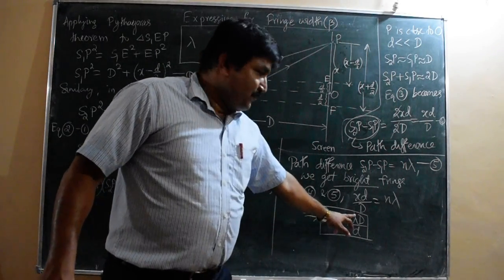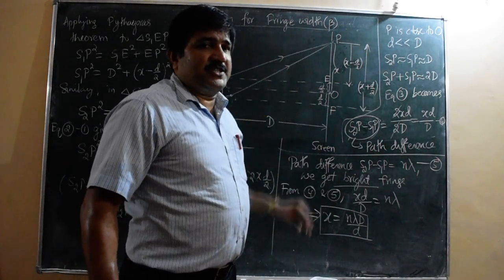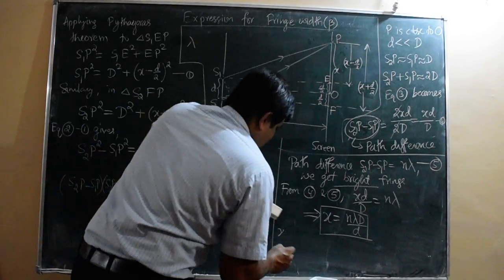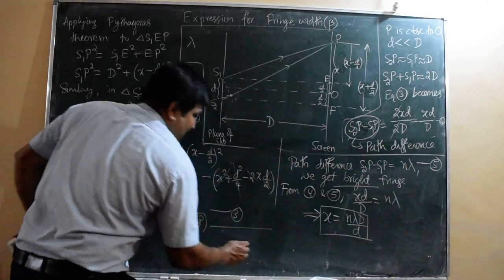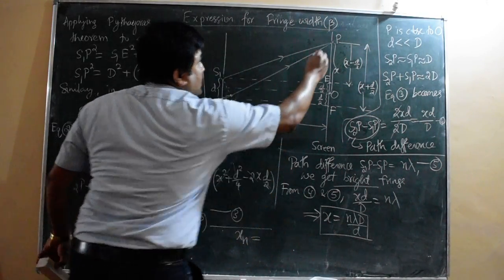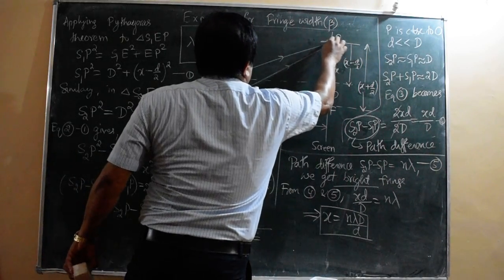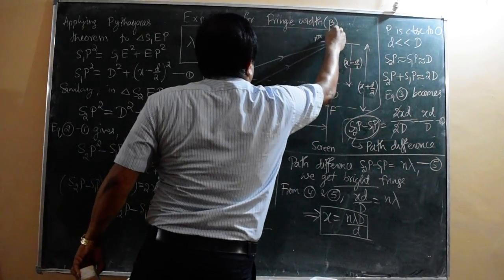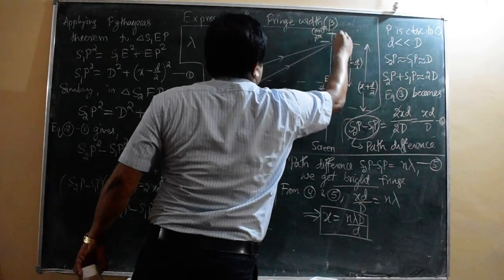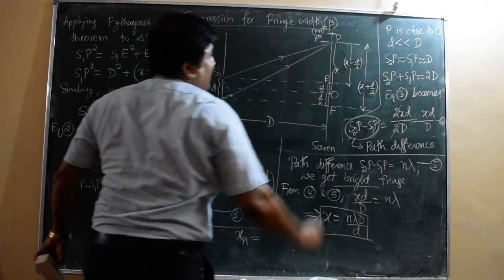This is x. X is any bright fringe, I don't know which, so I say nth bright fringe. Instead of x I will take xn, the distance of the nth bright fringe. Here the nth bright fringe is formed, and the next bright fringe will be the n plus 1th bright fringe, and that distance from O is xn plus 1.